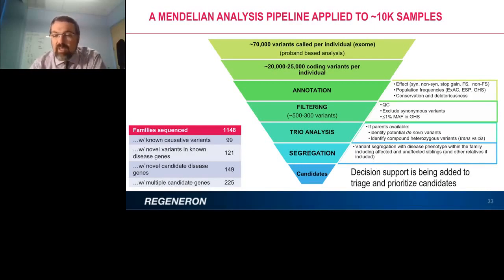So to start out, I'm going to start on the far right of that plot. And I'm going to show you some results from our Mendelian disease analysis pipeline. As of sometime last year, I don't remember exactly when this data was finalized, we've done something like 10,000 samples through our Mendelian pipeline. This is over 1,000 families, and what we found is really exciting. There are something like 99 families with known causative variants, about 120 families with novel variants in known disease genes, almost 150 families with novel candidate disease genes, and 225 families with multiple candidate genes.